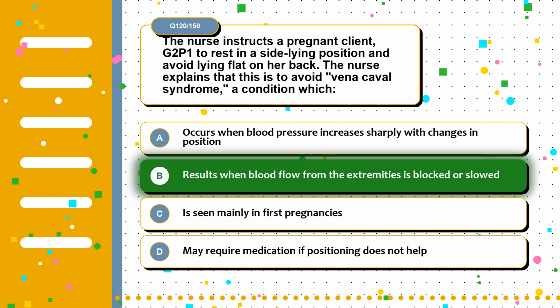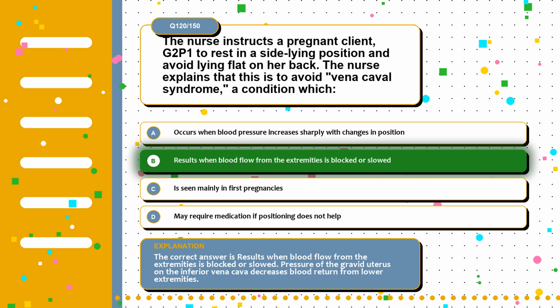The correct answer is option B. Results when blood flow from the extremities is blocked or slowed. Pressure of the gravid uterus on the inferior vena cava decreases blood return from lower extremities.